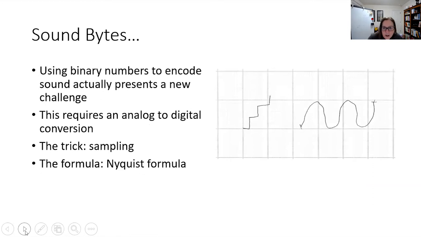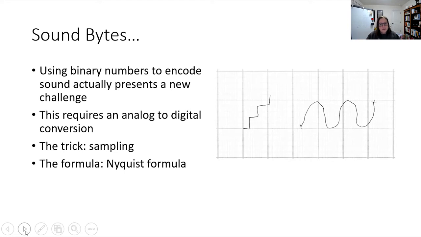I appreciate your patience and attention. We're almost through. We need to talk about how computers handle sound. Up until now, when we considered text and pictures and numbers, we weren't doing any magic tricks. We were just converting one digital binary kind of format to another.